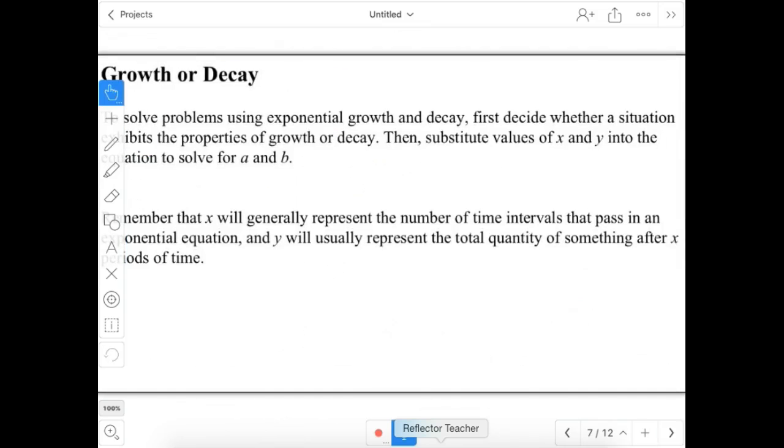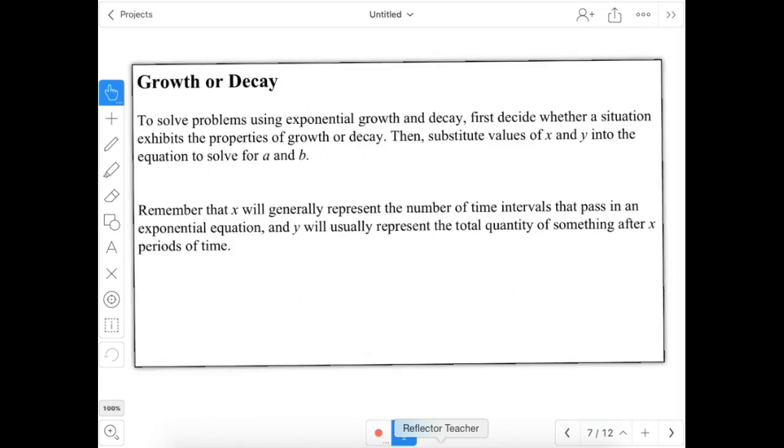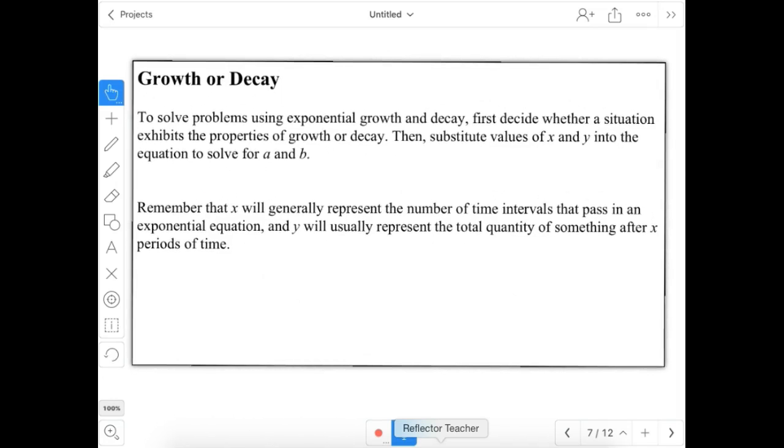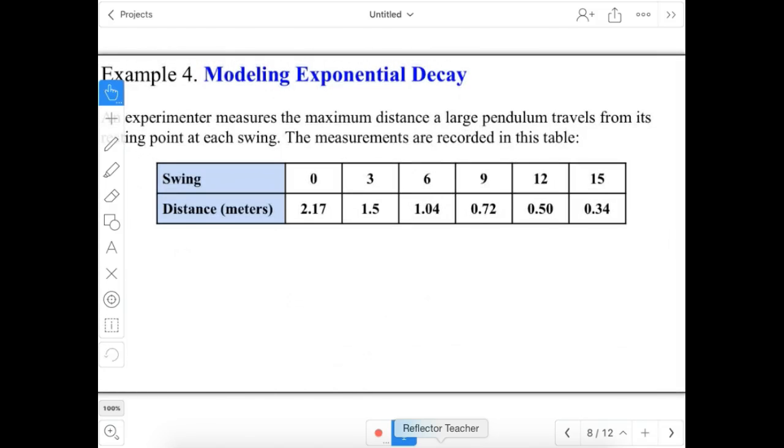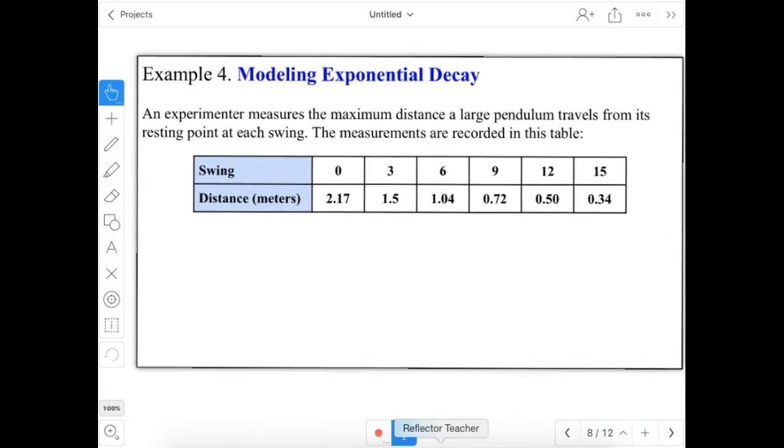Next, solving problems with growth and decay. So this is a little bit like we just did, only it's adding an extra step. Mainly we're going to be looking at values from a table, so we're going to have to work our way backwards using x and y values in order to solve for a and b. To do that, we're going to use some things that we know about exponents.